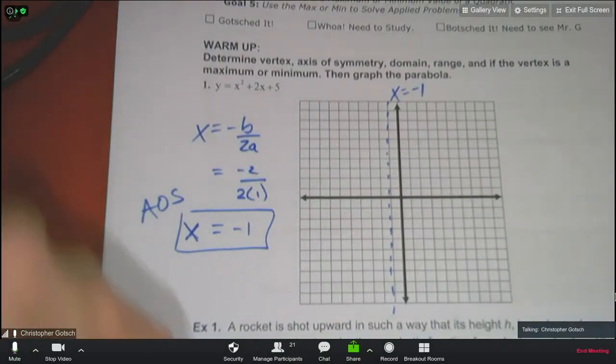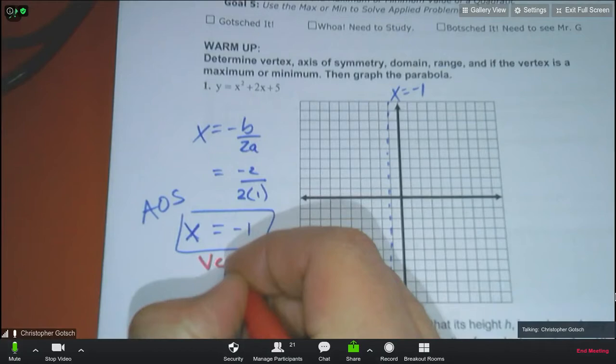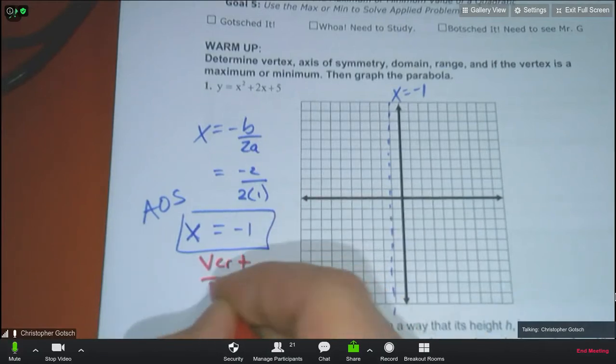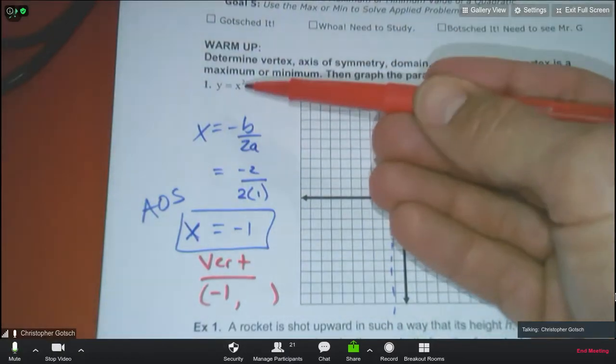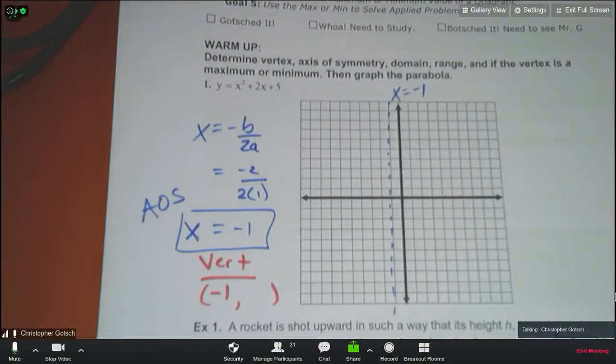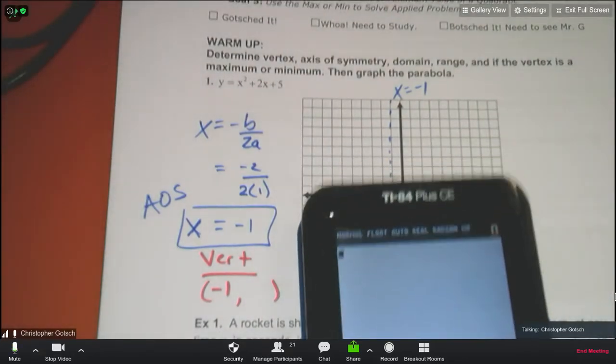Now we got to find the vertex, and the vertex is somewhere on that line. So that vertex is at negative 1 something. We got to find the something. You could just plug in negative 1 by hand and do negative 1 squared and then plus 2 times negative 1 plus 5. Or we got these fancy calculators that we spent all this money on. We might as well just use that, right? All right, so I go ahead and turn this thing on.